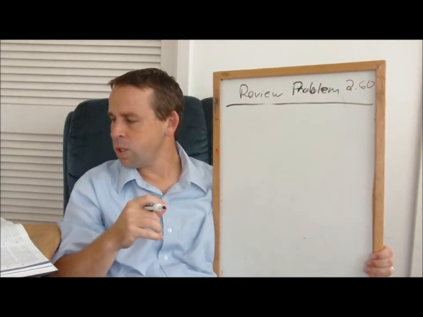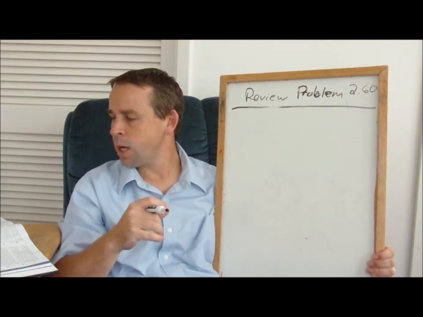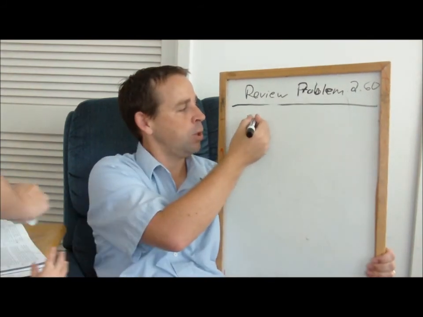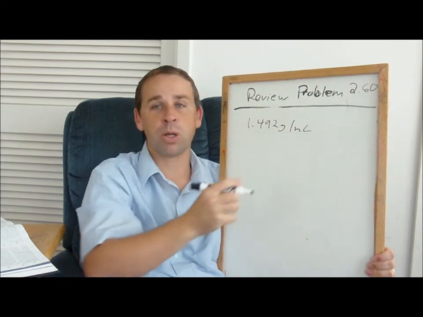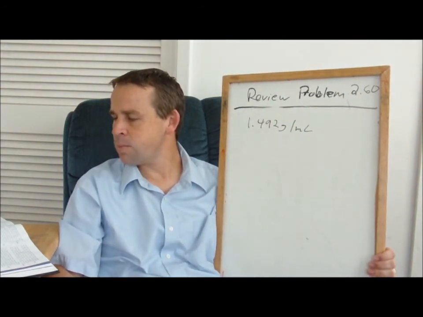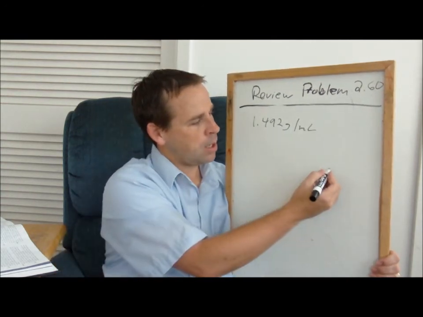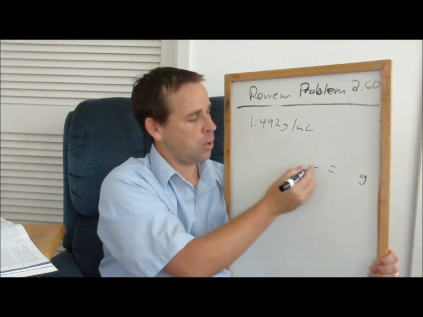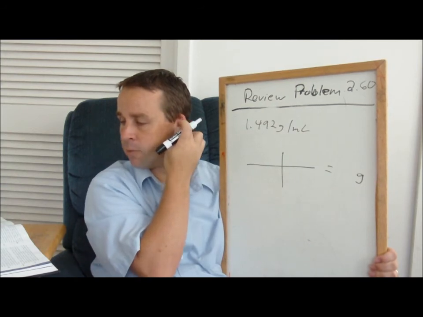Chloroform, a chemical once used as an anesthetic, has a density of 1.492 grams per milliliter. So we're given the density of chloroform. What is the mass in grams of 185 milliliters of chloroform? Alright, so equal sign, we want mass in grams. We start with 185 milliliters.